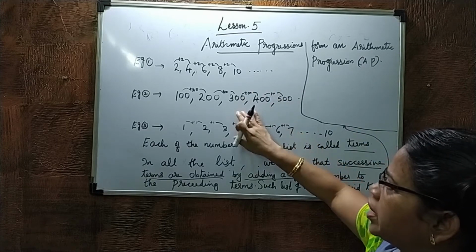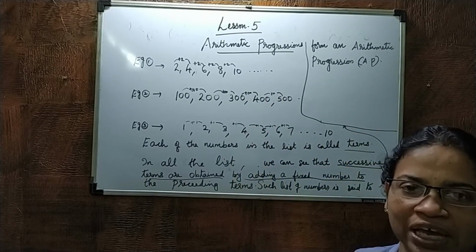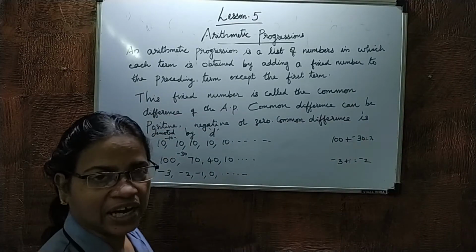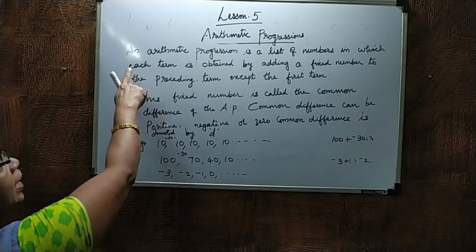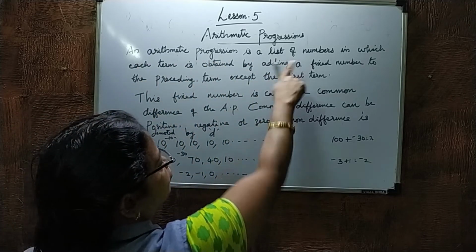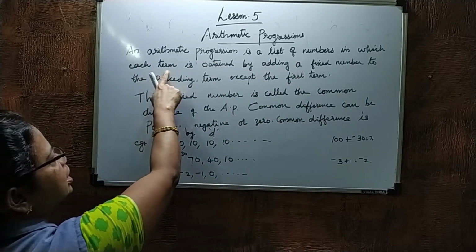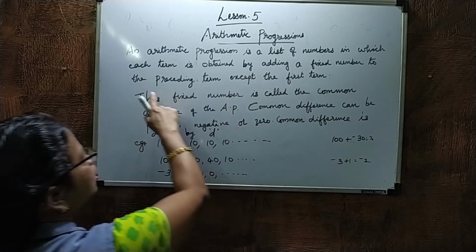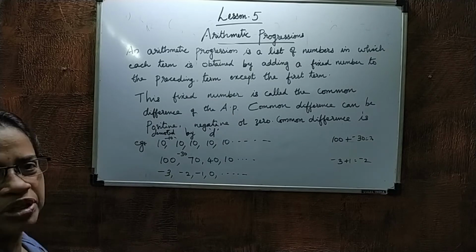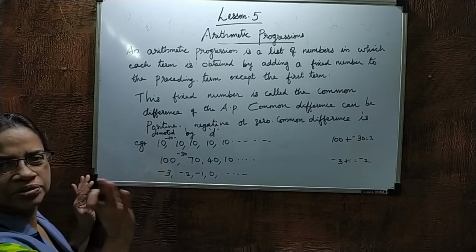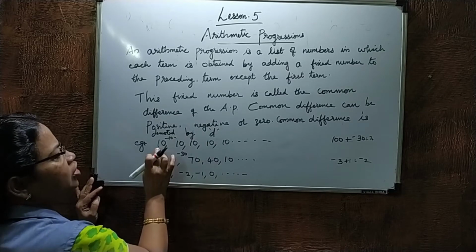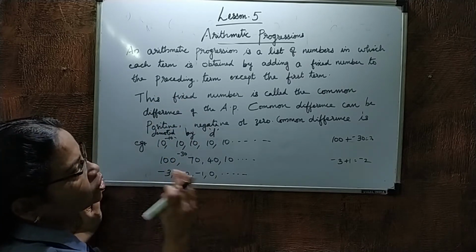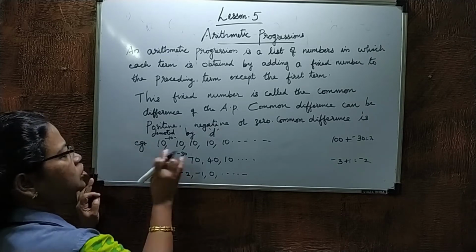So, these are all examples for AP, arithmetic progression. Short form we are telling as AP. This is the correct definition you have to write. An arithmetic progression is a list of numbers in which each term is obtained by adding a fixed number to the preceding term except the first term. First term always will be there, right? So, what they told you, adding a fixed number to the preceding term to find out the succeeding term.